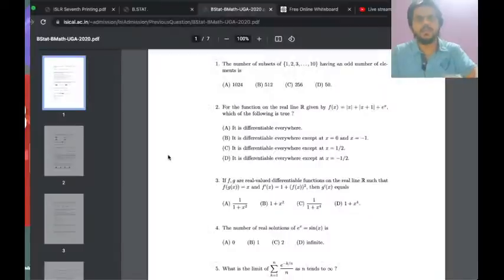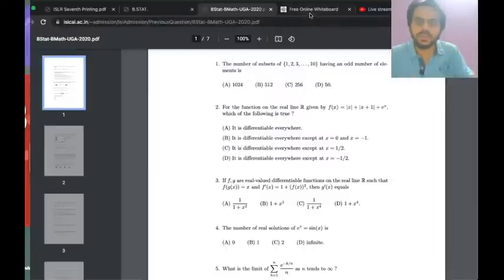Okay. If I look at the first question, question number 1: the number of subsets of the set 1 to 10 having an odd number of elements is. This is a pretty standard question which is asked in a lot of exams, and it can come even in a CAT exam. So this first question is for a very wide audience, applicable for any exam which has maths in it.